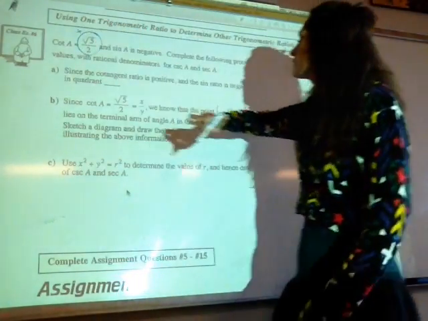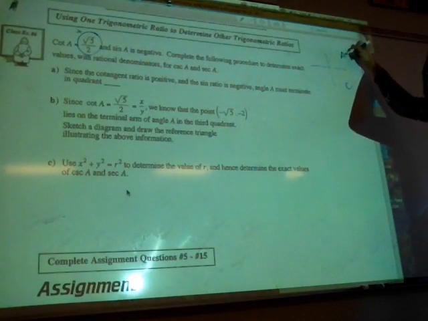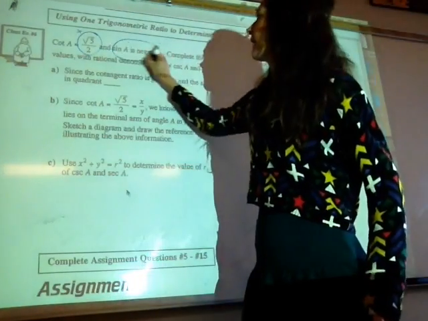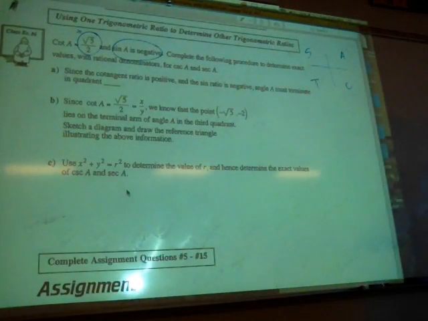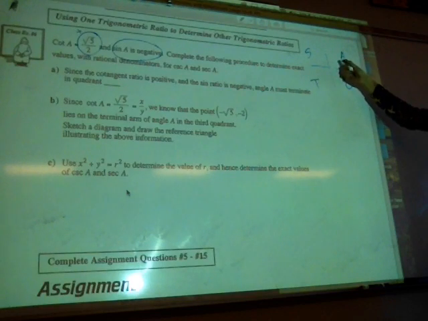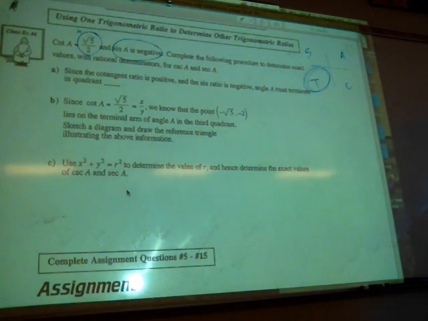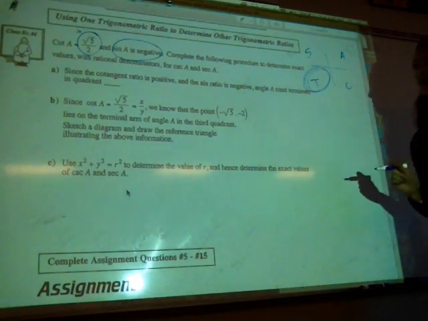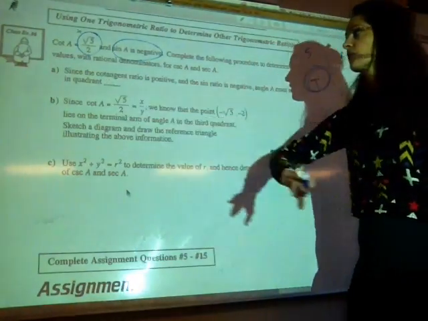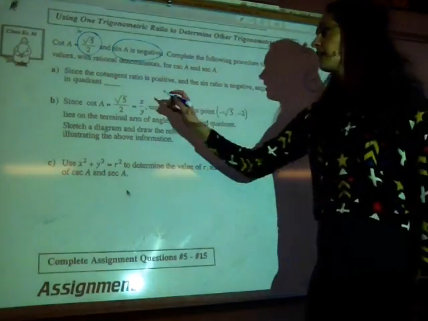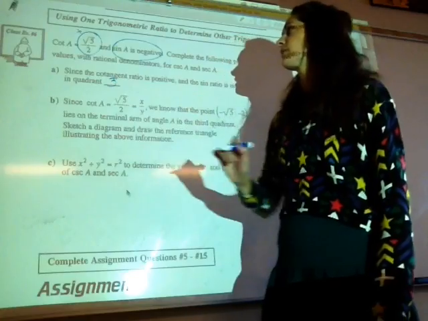Positive, okay. So we have CAST. Where is tangent positive? 1 and 3. Okay, but then sine A is negative. So is it going to be in quadrant 1? No. So pretty much we're going to be in quadrant 3, based on those two hints that we're starting with. So for part A, since the cotangent ratio is positive and the sine ratio is negative, the angle A must terminate in quadrant 3.